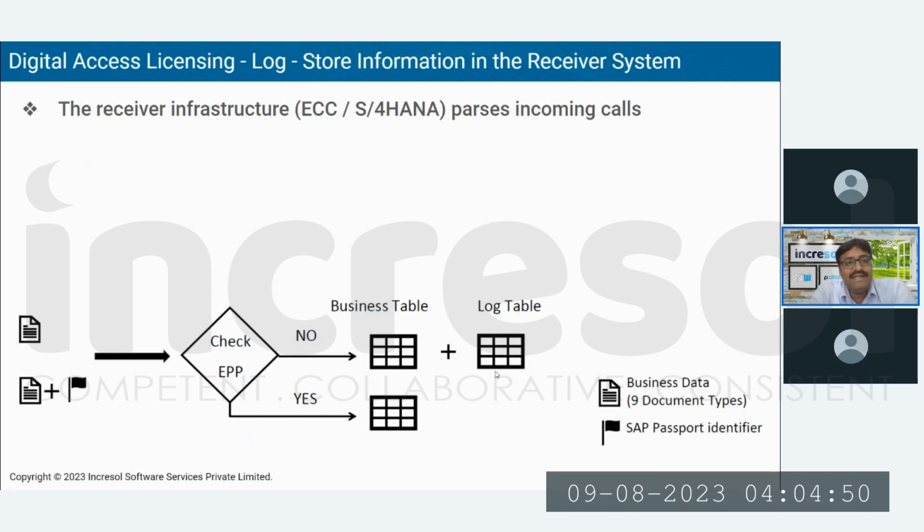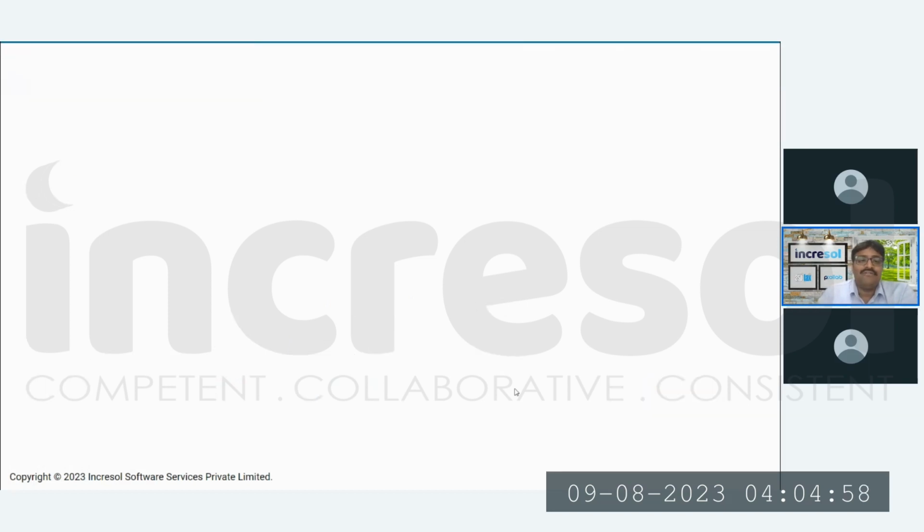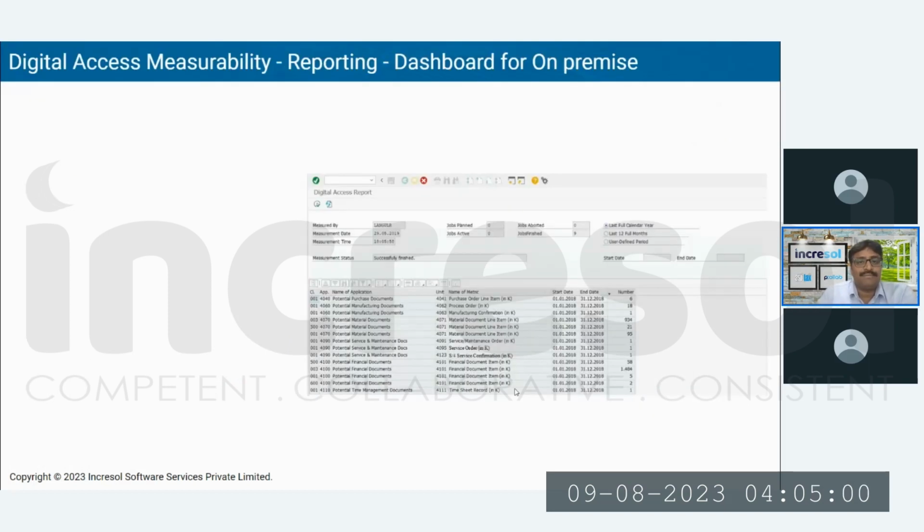That means any indirect accesses already happening in your system are all getting logged. This log table data will be made available for audit or reporting purposes. So the data looks like this. The transaction is RSUVM_DAC, that is the T-code. This will be available in the specific support pack levels or version levels I mentioned in the earlier slides. If you run this report, it will show how much indirect access you are doing on your SAP system.